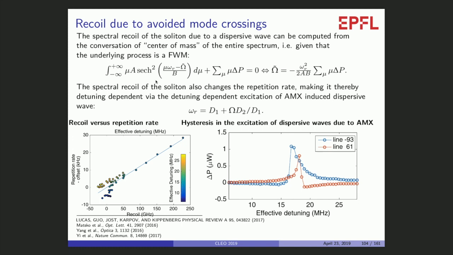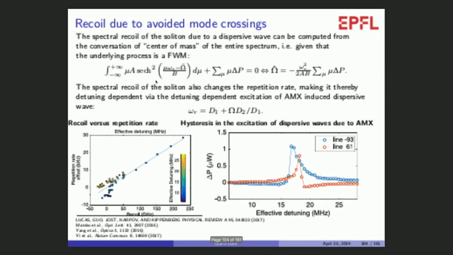However, what you also see is that this effect has hysteresis. If you tune the laser forward and backward, these two curves don't line up, and that causes quite an intricate interplay. In particular, this effect of single mode dispersive wave has one undesirable property, which is that it couples any frequency fluctuations of the laser to repetition rate detunings. And so it makes you very sensitive to laser pump noise.